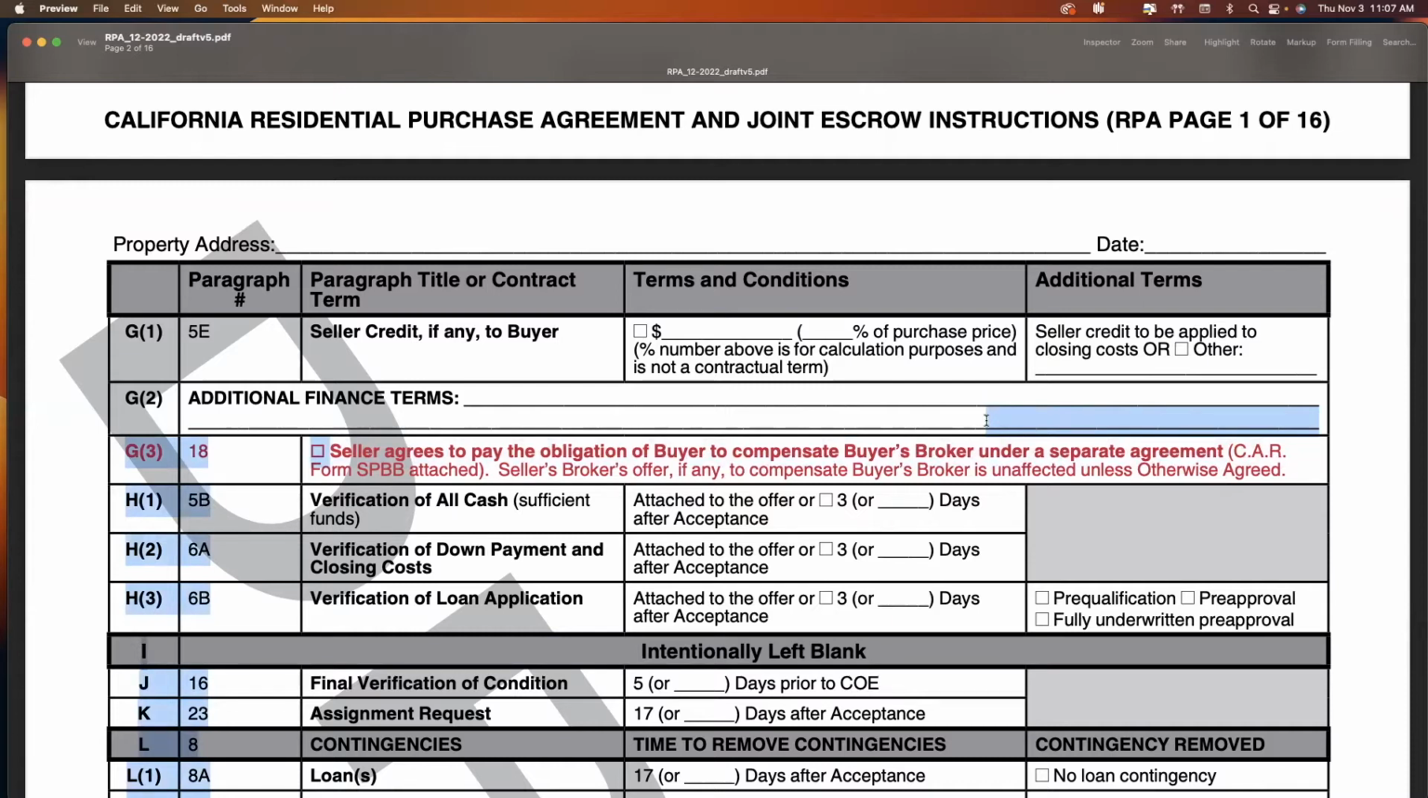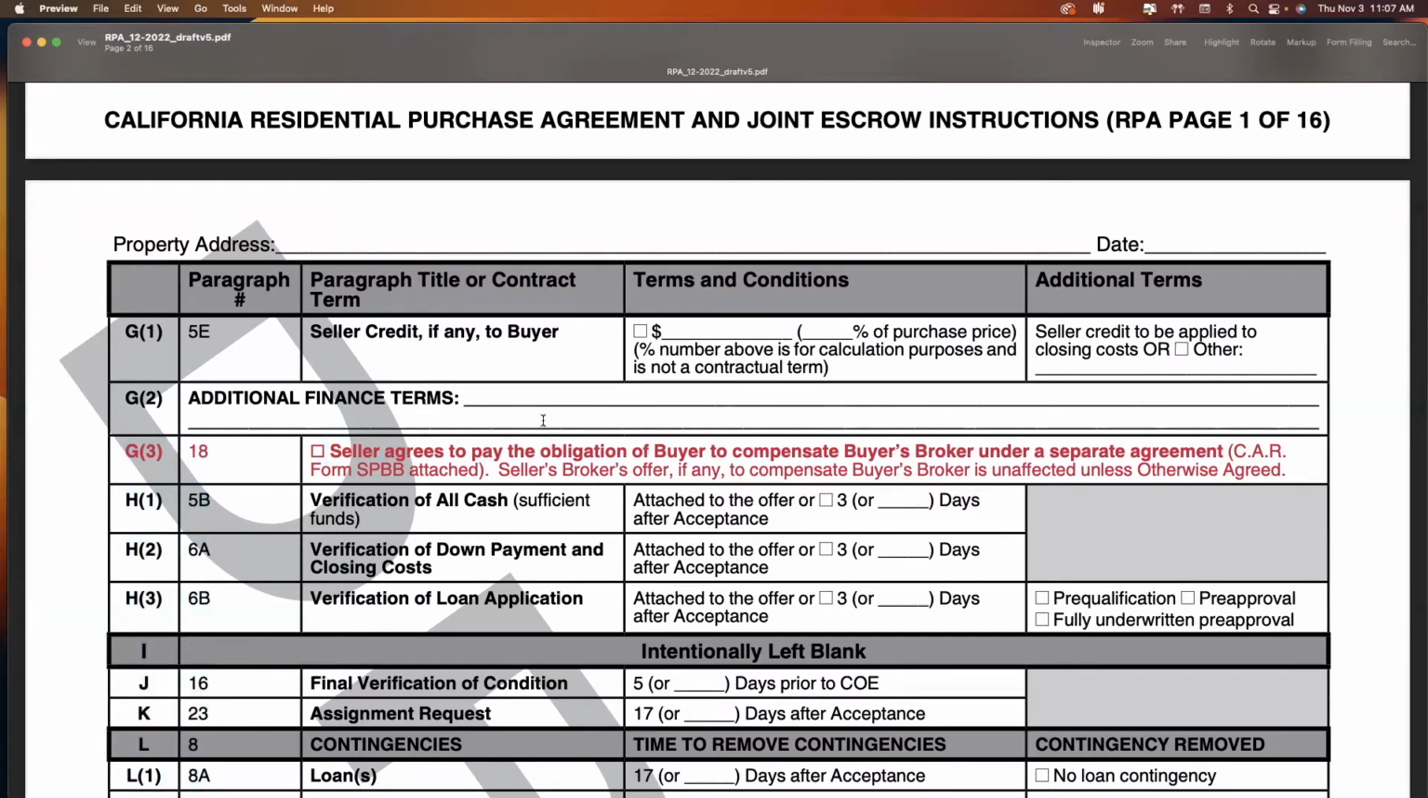It says seller's broker's offer, if any, to compensate buyer's broker is unaffected unless otherwise agreed. So what they're saying here is, if the seller has an agreement to pay some compensation to the buyer's agent, we have to disclose that amount of compensation that we're going to be getting from the seller. But we'll get into that in a moment. I just wanted to show you where that is now.